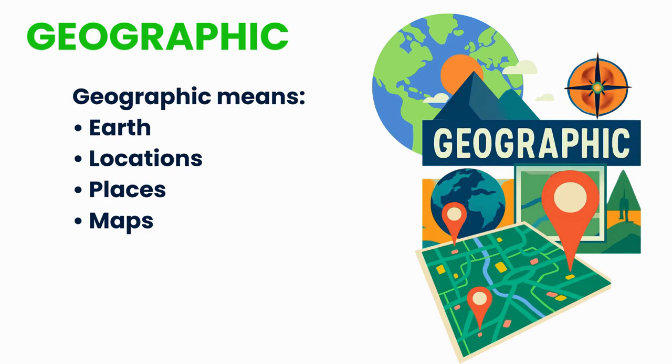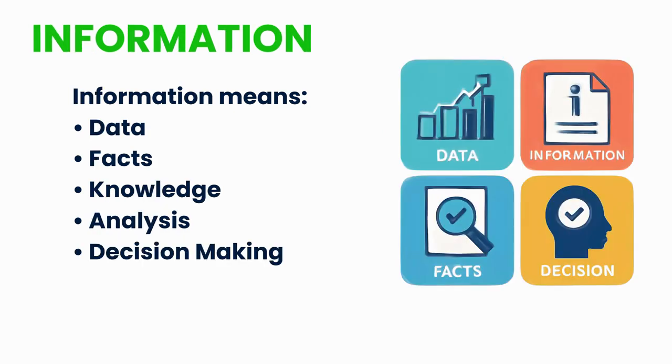Let's start with the first word, geographic. The word geographic simply means location. Anything that has a place on the earth is geographic. For example, your house, your university, a shop, a river, or even a small village. All of these have a location, and whenever we talk about locations on earth, we talk about geography. Simple.